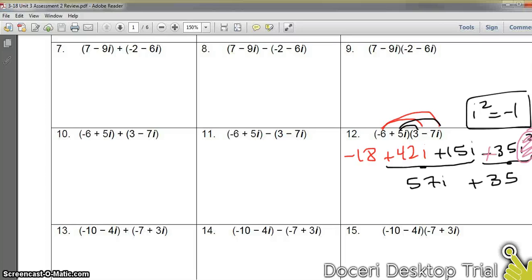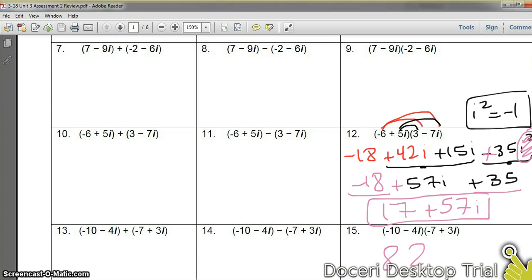So the i squared over here always changes the sign of the number. So if it's a negative, it becomes positive, and you copy the negative 18. Now negative 18 and plus 35 is going to be 17, and you just copy 57i, so your final answer is going to be 17 plus 57i. Now we do the same thing for number 15. It's going to be 82 minus 2i. That's going to be your final answer.